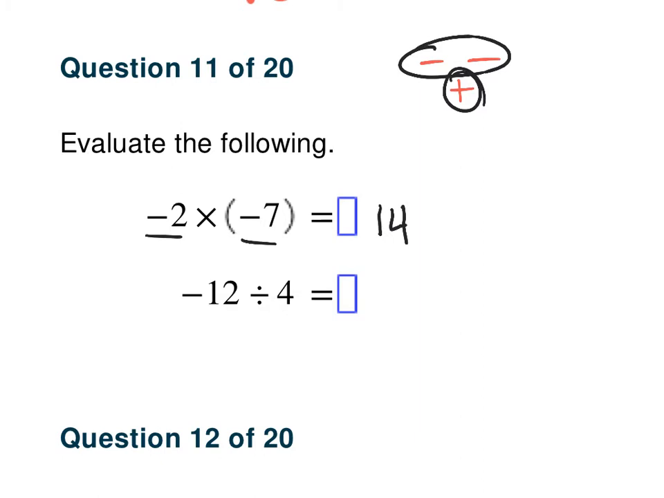Then I can redraw my little smiley face for the second one if I forget. And in this case, I have a negative and a positive. So I'm going to circle a negative and a positive, and I'm left with just one negative, so I know my answer is going to be negative. 12 divided by 4 is 3. So my answer is negative 3 for the final.